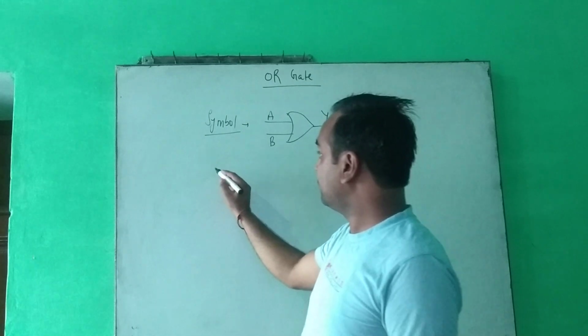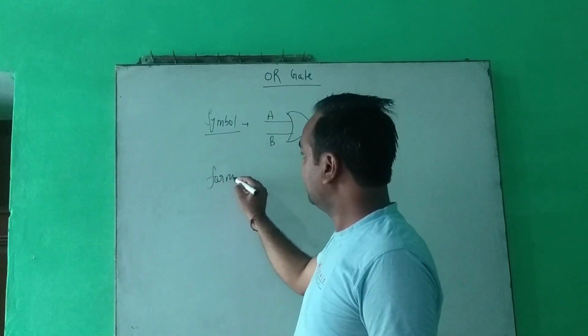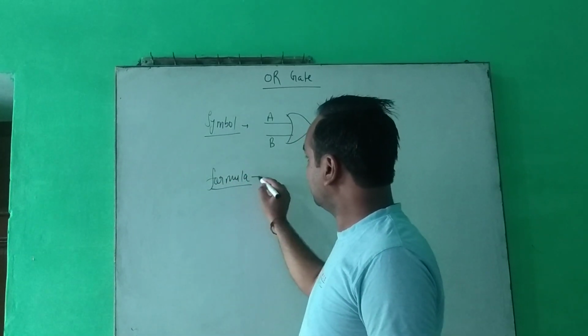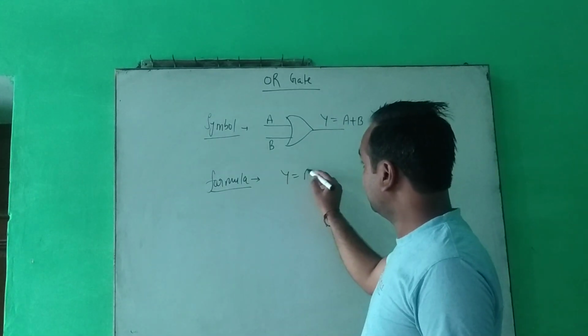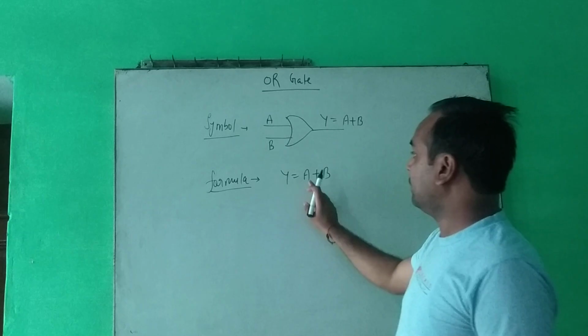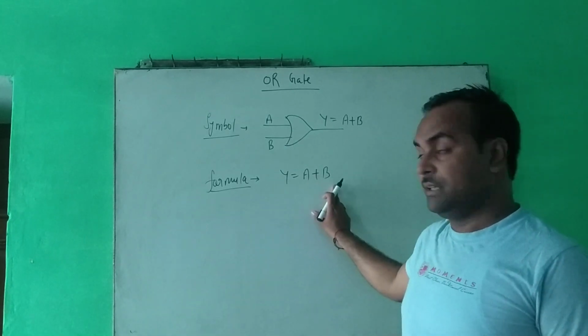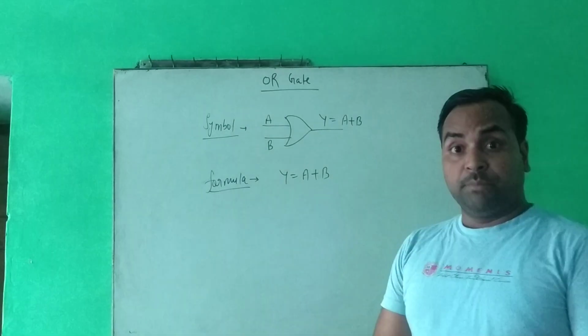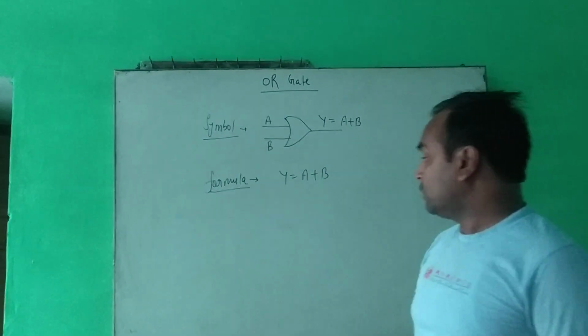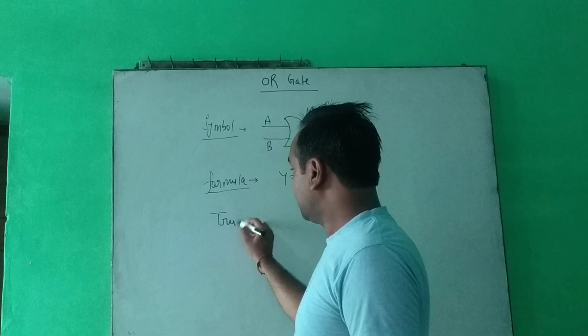So next one is the formula of OR operation. The formula is here, A or B. This is the formula. Now we discuss its truth table. The truth table will be like this.